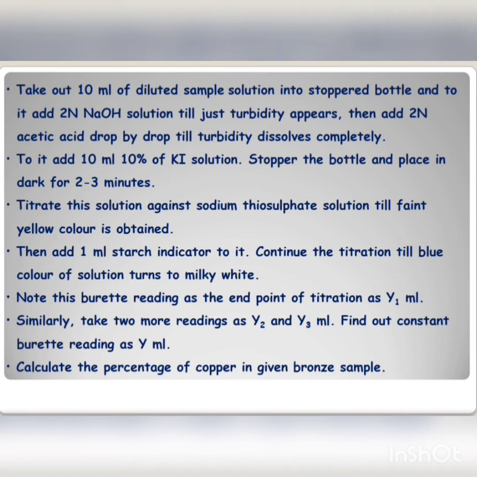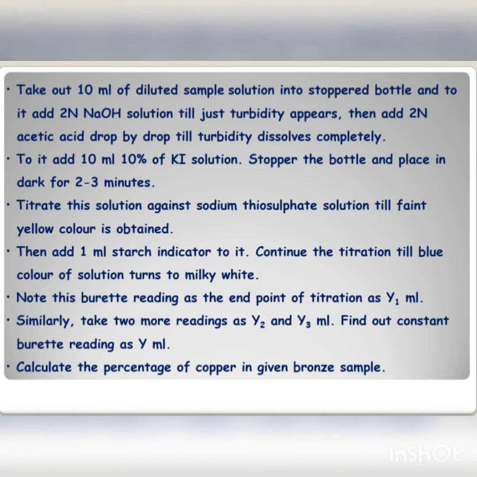Then we are going to add acetic acid dropwise till the turbidity dissolves completely. Acetic acid is a weak acid, and we are adding it to make the solution just neutral, so that the precipitate dissolves. Then we are going to add 10 ml 10% KI solution, so that copper will react with the iodide ions, and again this solution we will place in the dark for 2 to 3 minutes, so that iodine will be liberated.